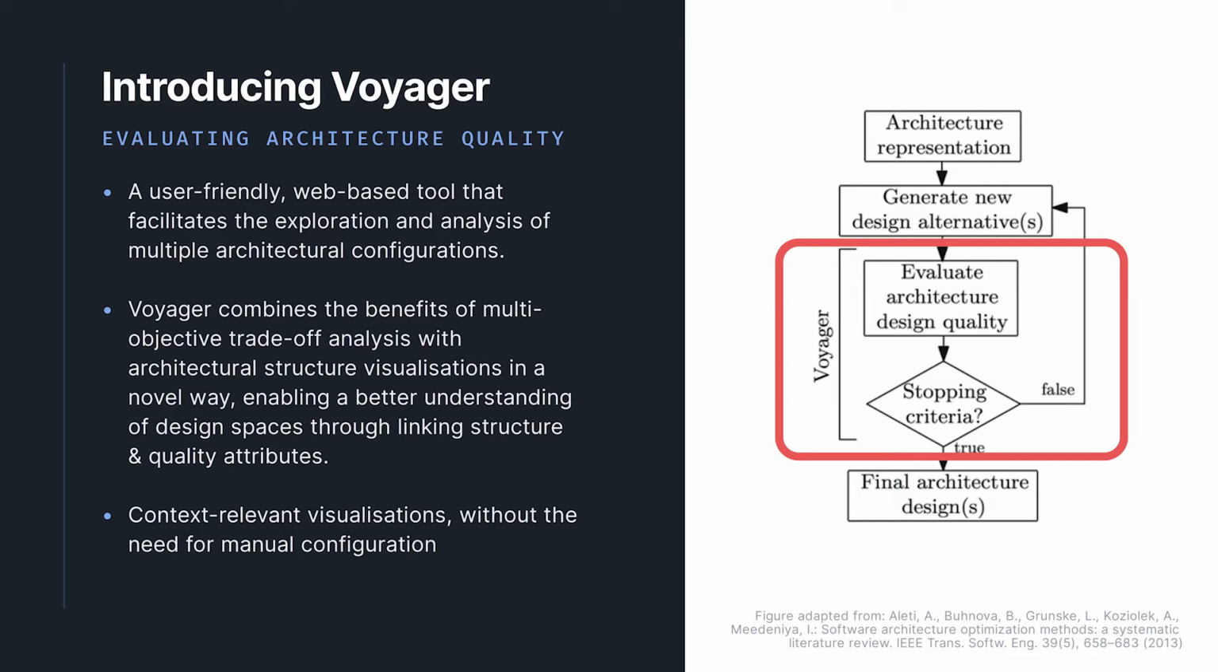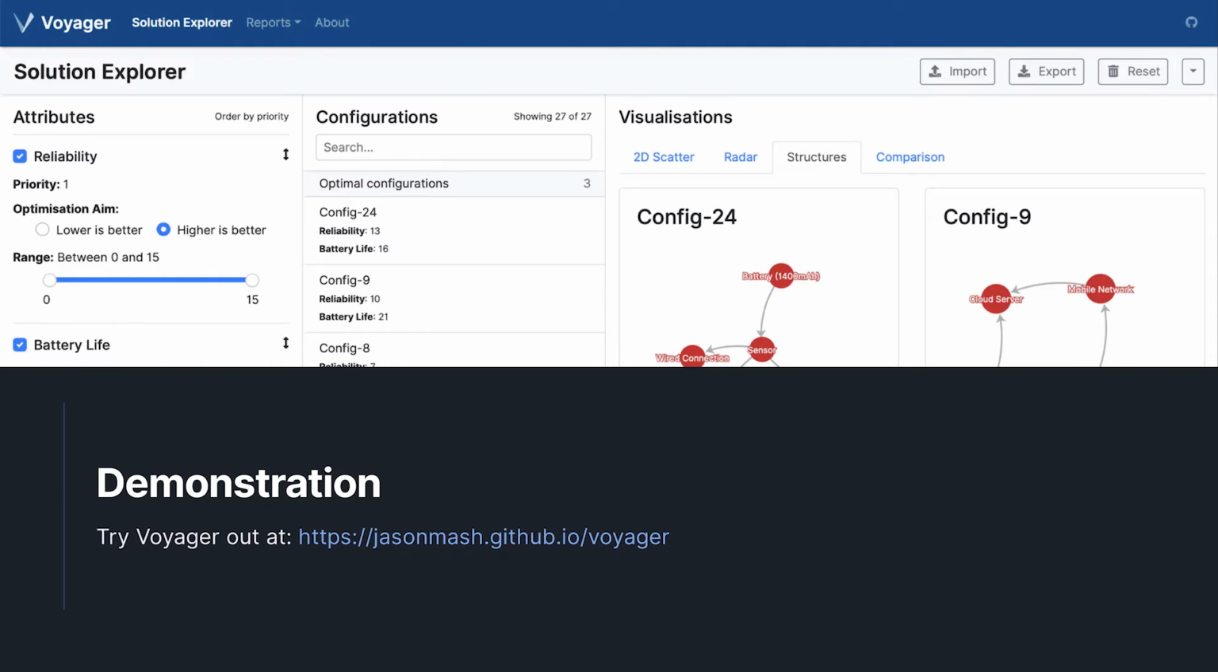In contrast to other tools, Voyager has been designed to enable a better understanding of the architectural design spaces through the explicit link between structure and quality attributes. We've focused on providing context-sensitive visualizations, which make it easy to narrow down the dataset and allow users to fully comprehend the architectural trade-offs in the design space and understand the common features and structures of matching architectures. Let's move on to a demo where we can see exactly how the tool works.